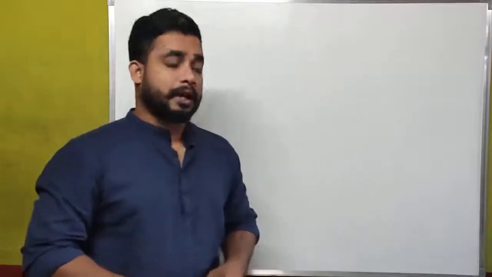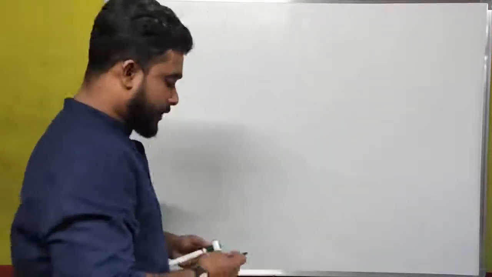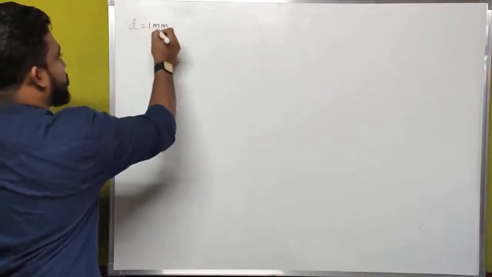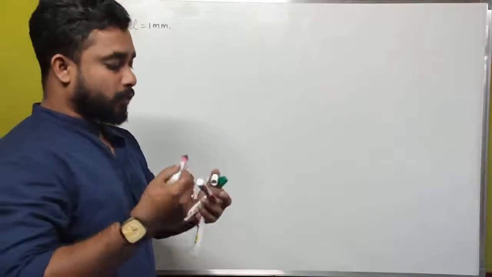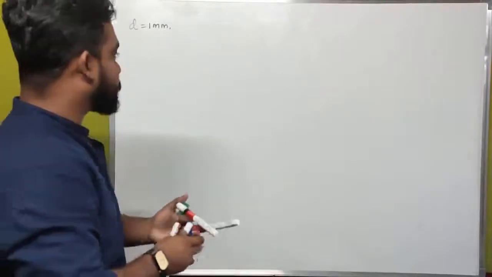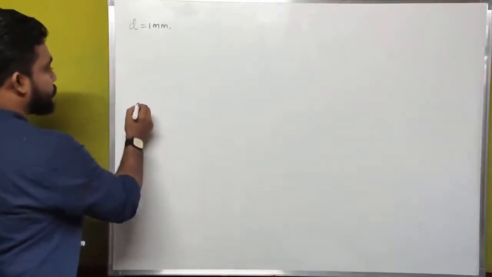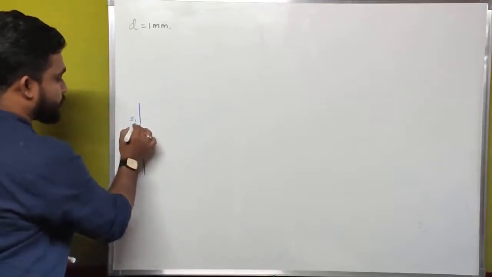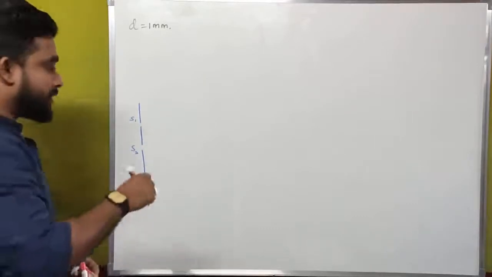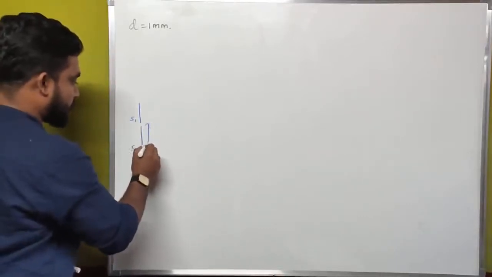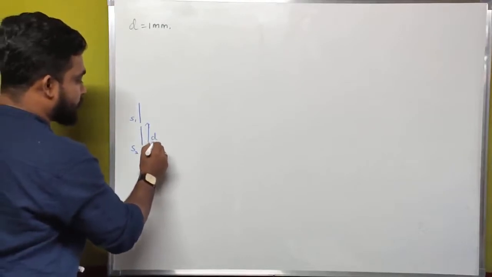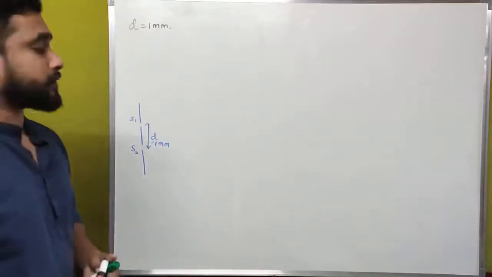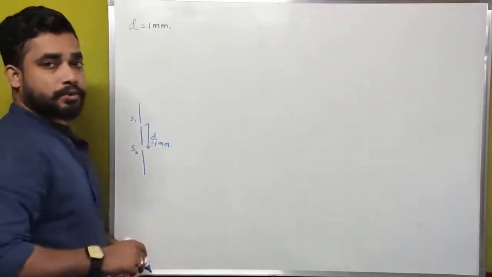In this problem, the given data are: d is equal to 1 millimeter. What is small d? Small d is the distance between the slits. For example, if we assume we have two slits, this is slit S1, this is slit S2. The distance between the two slits is small d. Small d is equal to 1 millimeter.